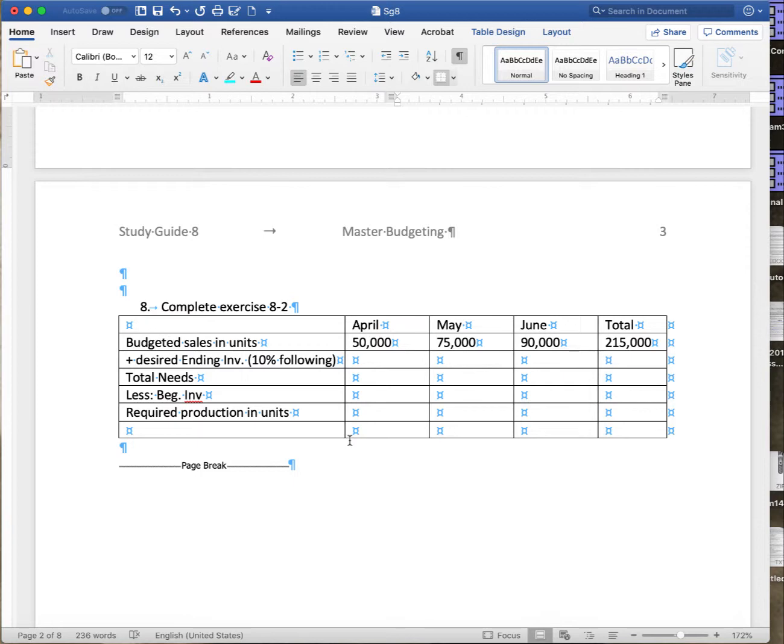Now, if we look at exercise 8-2, that's also on page 392. What we need to do here is prepare the production budget by month in total for the second quarter as well. Okay, great. I can do this. Normally, we would have to do the budgeted sales in units first. They gave that to us. April's 50,000, May's 75,000, June is 90,000, and then we have July.